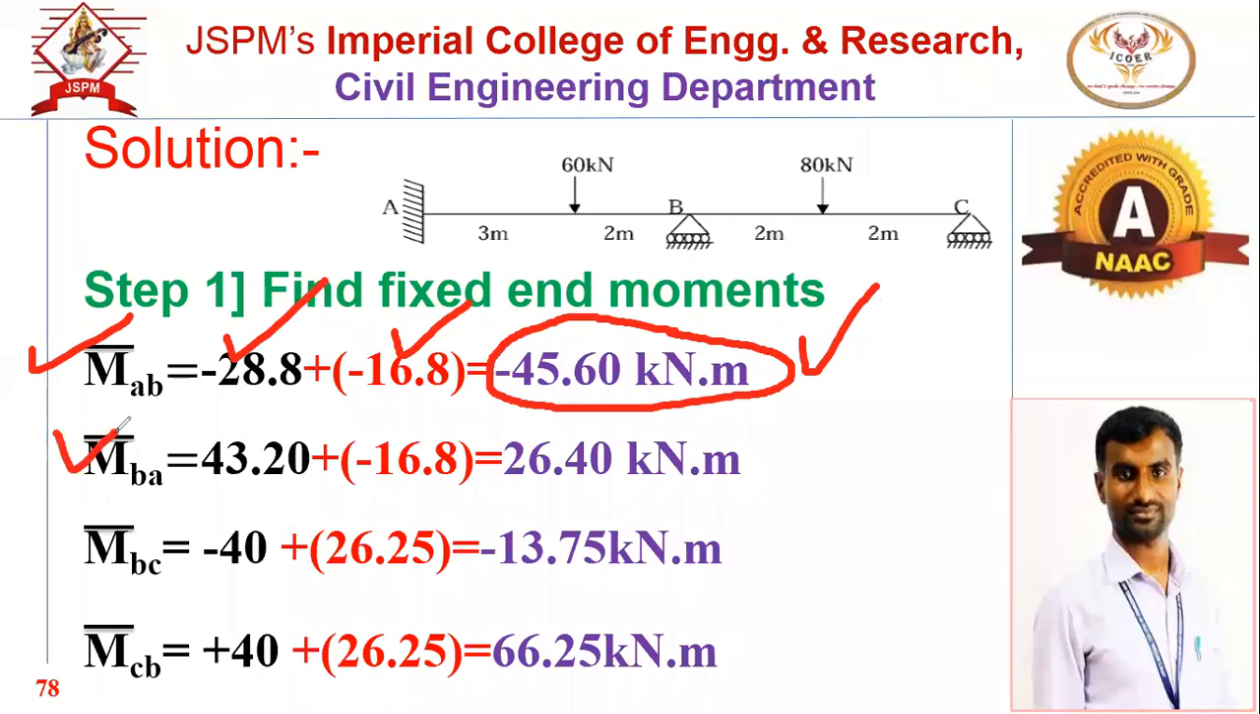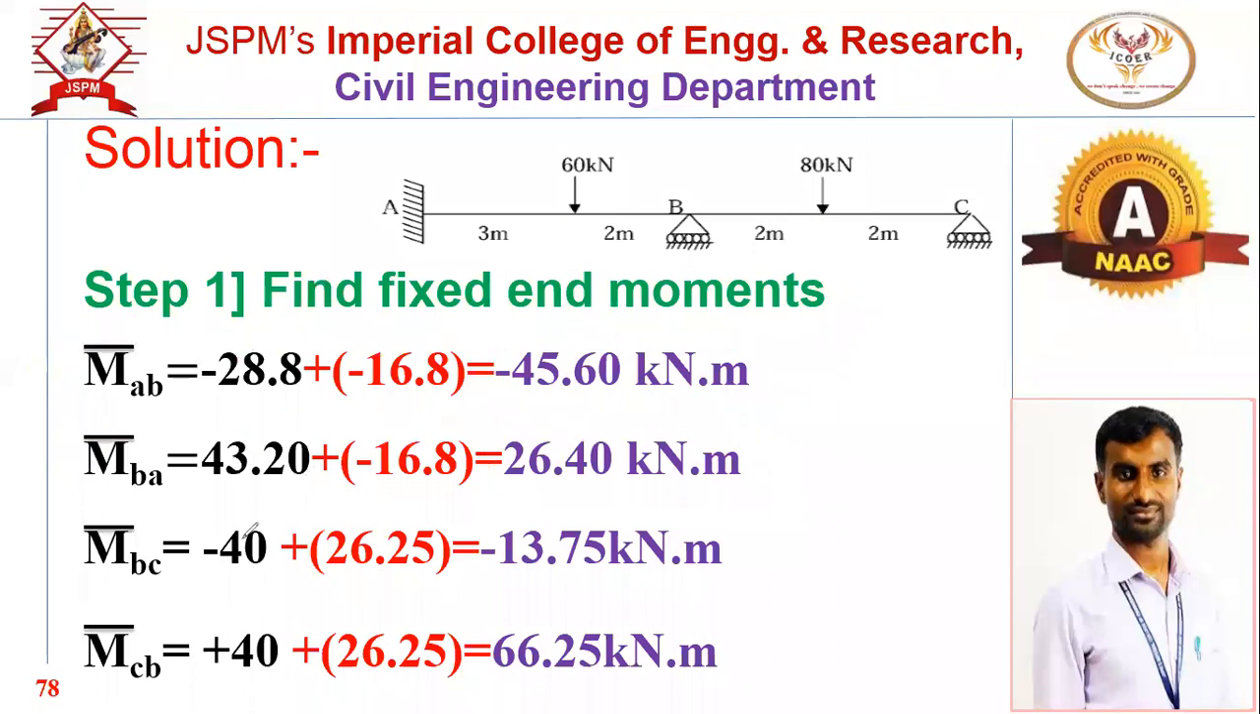Similarly, for M bar BA, the moment due to the loading condition plus the moment due to the sinking of support. This is also minus because for member AB this will be anti-clockwise. And the final fixed end moment will be 26.4. Okay. So add both the moments, first due to the loading condition, second due to the sinking of support. So M bar BC will be minus 13.75, whereas M bar CB will be 66.25.